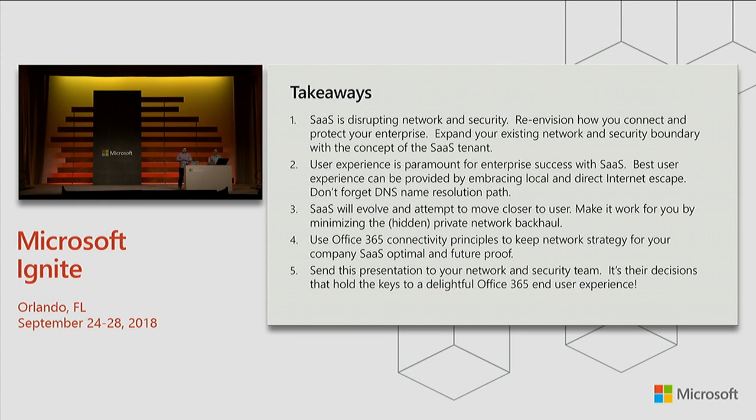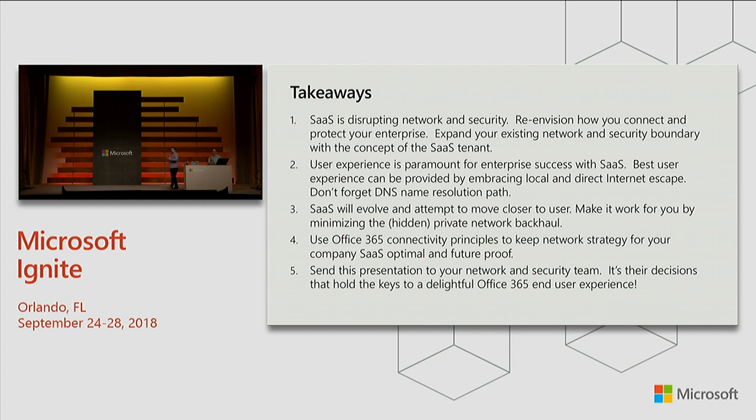And to wrap up, takeaways. Hopefully, we got across that SaaS and cloud services is disrupting network and security. So you really need to re-envision how you connect and protect your enterprise to map with this new world. Expanding your network security boundary with the concept of a SaaS tenant. But as I say, we don't think of it just in terms of Office 365, in terms of cloud network connectivity. The user experience is paramount for success with cloud services. So if we get the same principles in place, you saw the impact on the user experience in the demo slide. And just to reiterate, don't forget DNS resolution. It can have a real impact on performance.